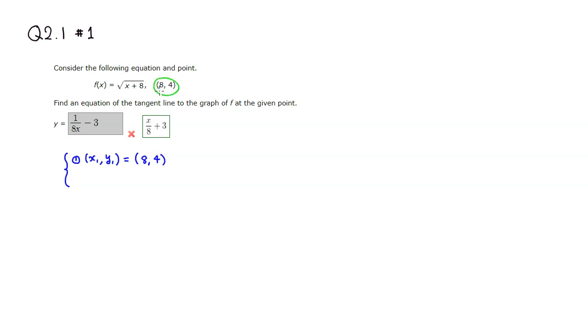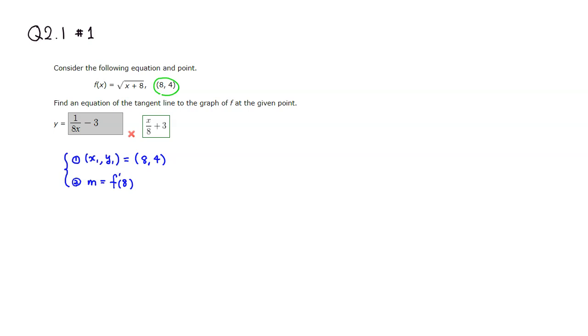And then we have to find the slope. I'm going to call the slope m. In order to find a slope, the easiest way would be to find the derivative. So we find the derivative of the function and plug in the x coordinate of the point of tangency, so in this case, 8. All right, so let's find the derivative.